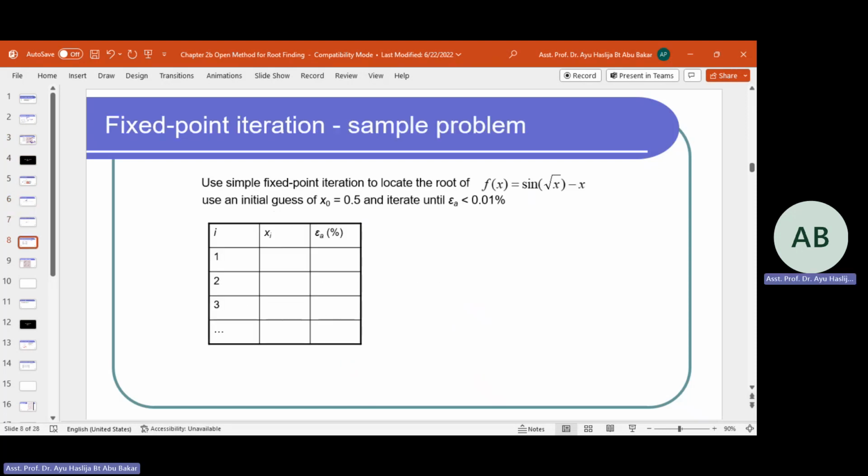Now we try this example. It asks you to use simple fixed point iteration. Okay, this is the method that you need to use to locate the root. Root is xr for this function. Okay, this is the given function, by using initial guess of 0.5, and iterate until EA equals 0.1. Okay, so here this is your ES.